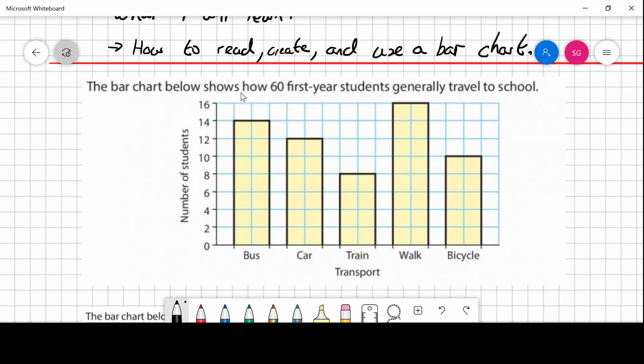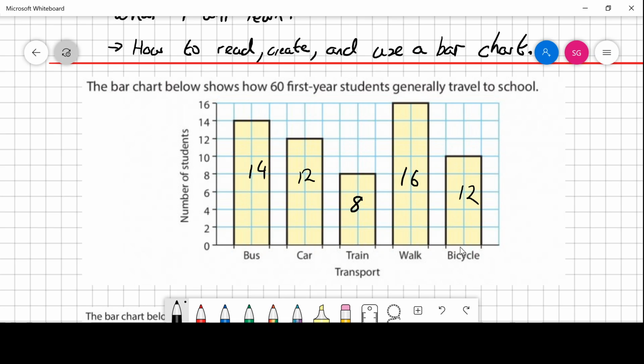Okay, so this bar chart shows how 60 first-year students generally travel to school. You can see, okay, 14 travel by bus. 12 travel by car. 8 travel by train. 16 walk, and 12 bicycle.